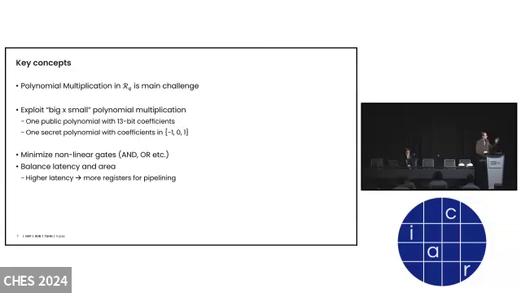In general, of course, we want to minimize the number of nonlinear gates, specifically AND or OR, because these are the ones that are actually expensive when applying the HPC2 gadget. Things such as XOR or NOT are almost free in comparison. And of course, we want to balance the latency and area in order to get a somewhat balanced implementation. Having a high latency for a specific operation also means we need more registers for pipelining, which then also increases the area again.